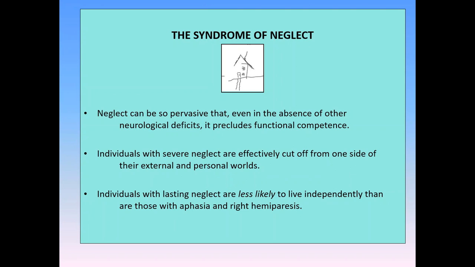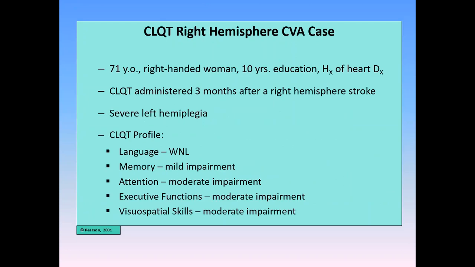And as I said, those with lasting neglect are less likely to live independently than even people with aphasia and right hemiparesis. So even though their language may be intact, they have difficulty living independently. And here's a case in point, a 71-year-old right-handed woman. She had 10 years of education and a history of heart disease. By the way, this is from the CLQT manual.